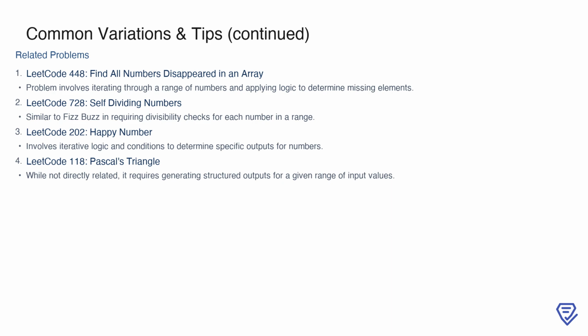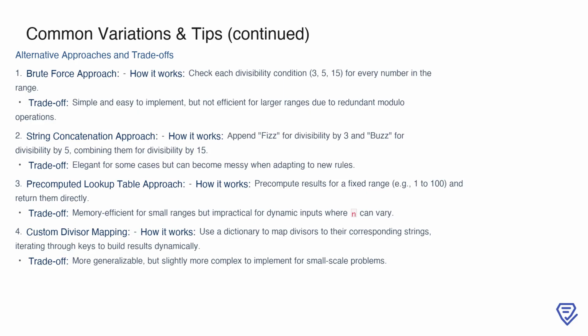Finally, while not directly related, LeetCode 118, Pascal's triangle, involves generating structured outputs based on a given range of input values. Exploring these problems can enhance your understanding of range-based logic and conditional processing, helping you build on the foundational concepts introduced by Fizz-Buzz. There are several alternative approaches to solving Fizz-Buzz, each with its own trade-offs. The brute force approach involves straightforwardly checking divisibility for 3, 5, and 15 for each number in the range. While this method is simple to implement, it can be inefficient for larger ranges due to redundant modulo operations.